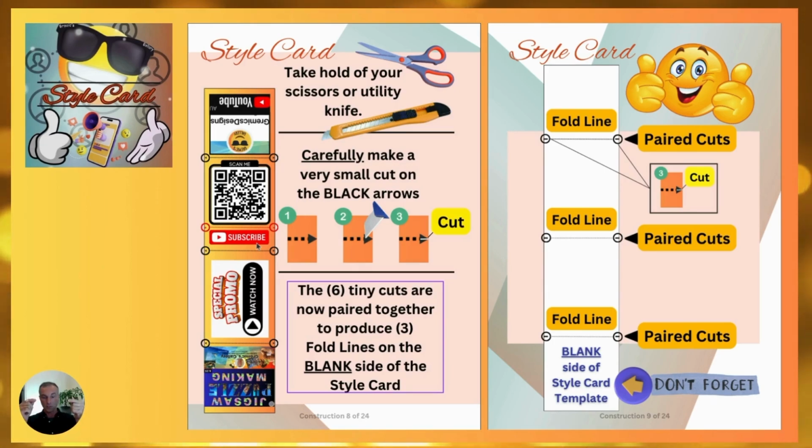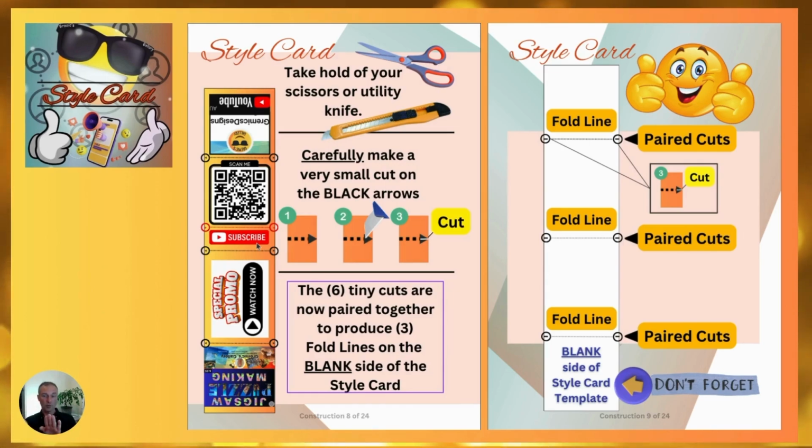So when you're done with all 6, you'll just have 3 sets of tiny cuts that we pair together to actually make our fold lines. And this leads us into page 9 there on the right, where we actually flip the template over. You get yourself a ruler or a flat edge of some description. Rulers work best. And just place your ruler across the corresponding cuts, and that will be your fold line.